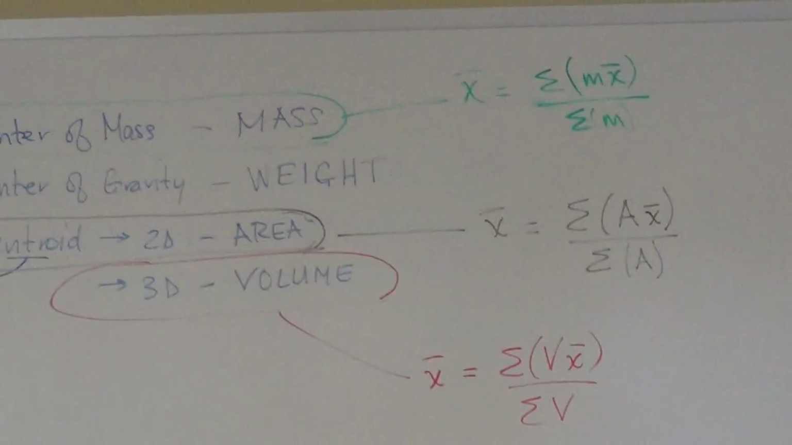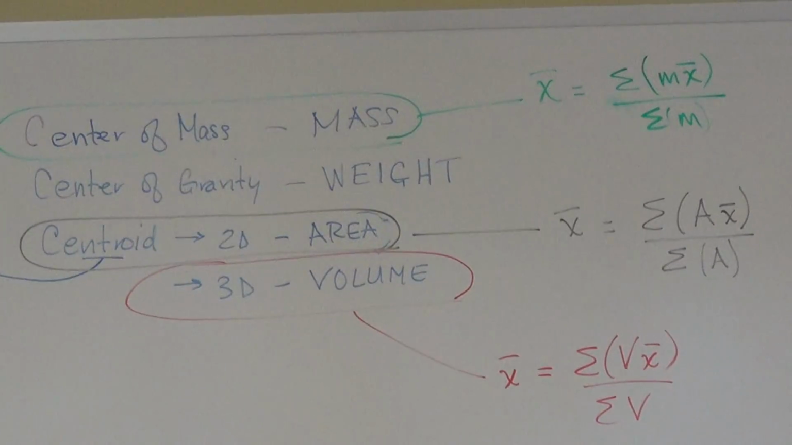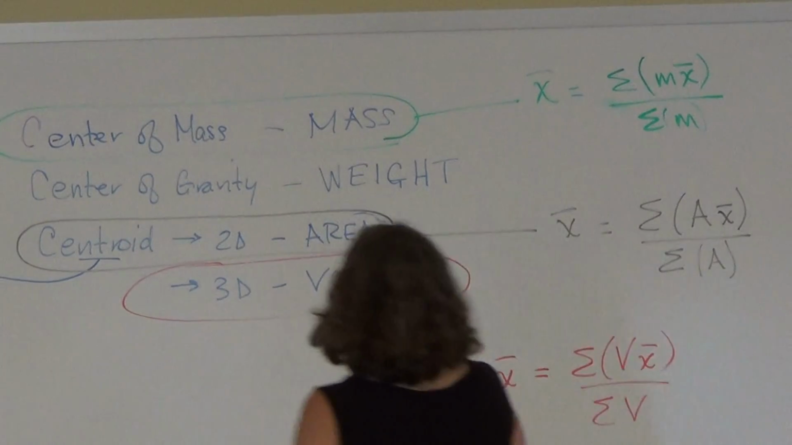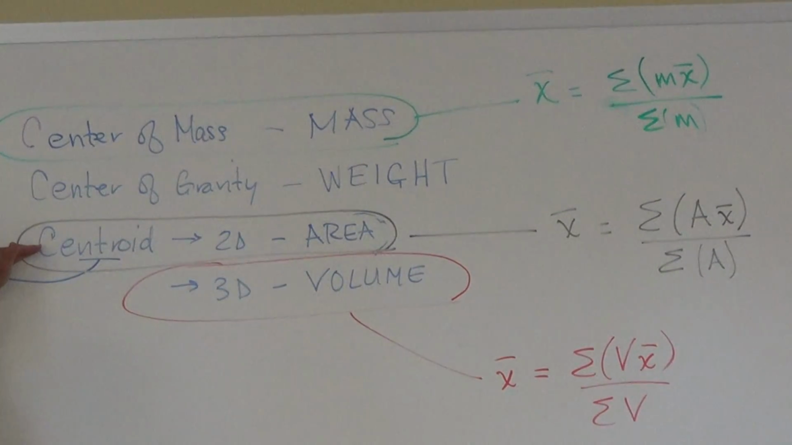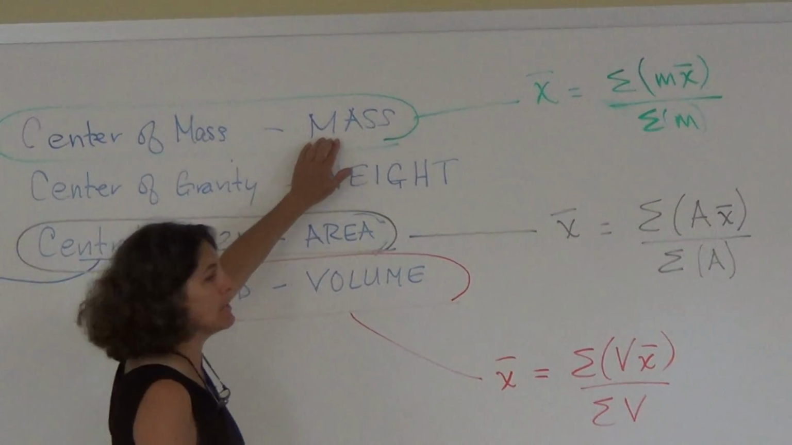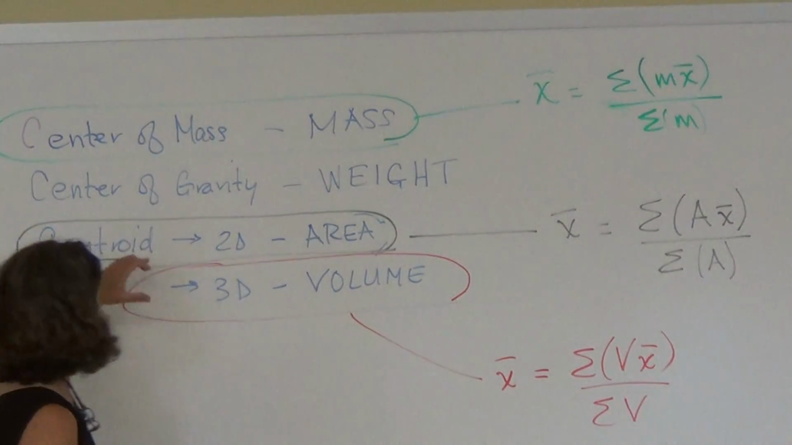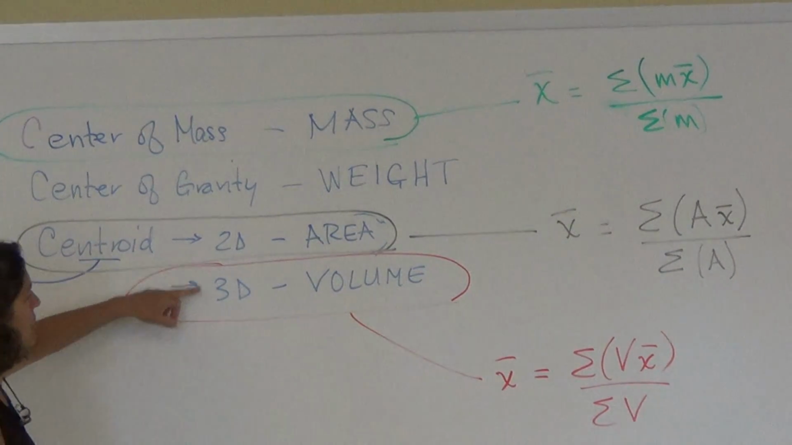So to simplify it, that's all we're doing. We look at a problem and we have to figure out: is it centroid? Is it center of gravity? Is it center of mass? What are they talking about? And the way we know is, did they give us the mass? Did they give us the weight? Did they give us the geometry? Then, for centroids, is it 2D or 3D?